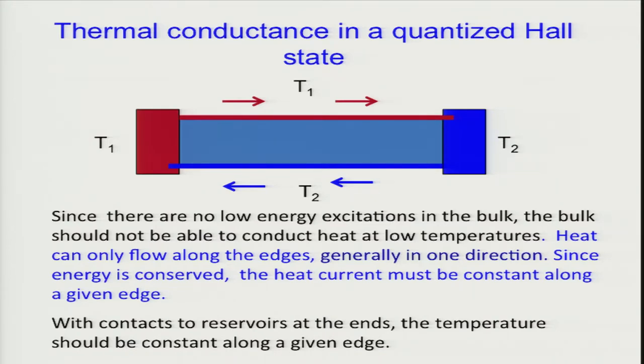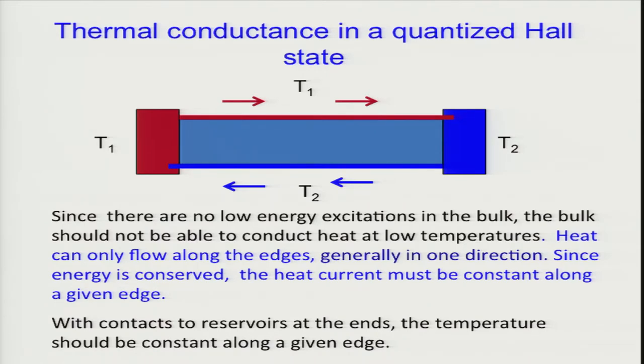And remember, the point is that the amount of heat flowing along a given edge will be determined by this temperature, not by this one. And it has to be a constant. It depends on gross features of the bulk. But if you were to put impurities or stomp on the edge or do something to it, you cannot change that conductance.